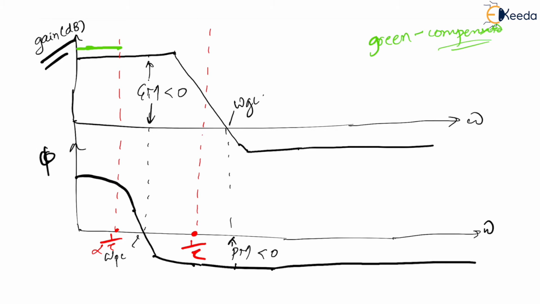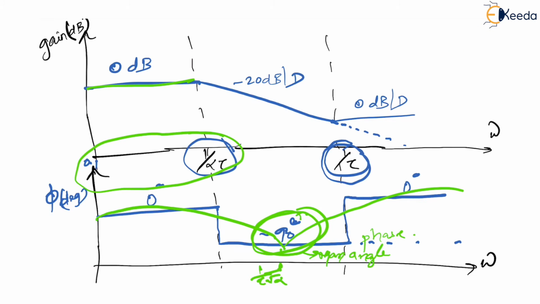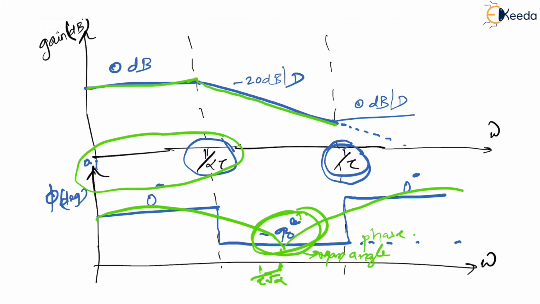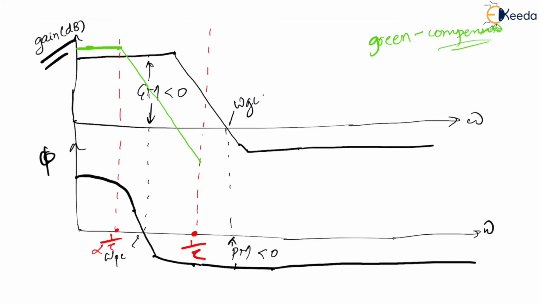Now, what happened at 1 by alpha tau? The slope became minus 20 dB per decade. So it will become somehow like this. Now, after that, what happened at 1 by tau? At 1 by tau, it again became 0 dB, which means again it will follow the same old system. Correct? Yes.